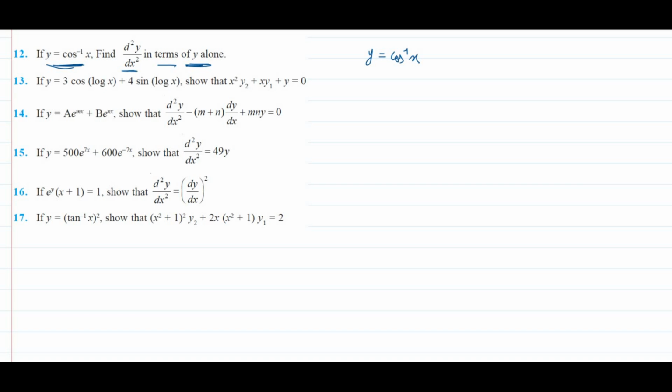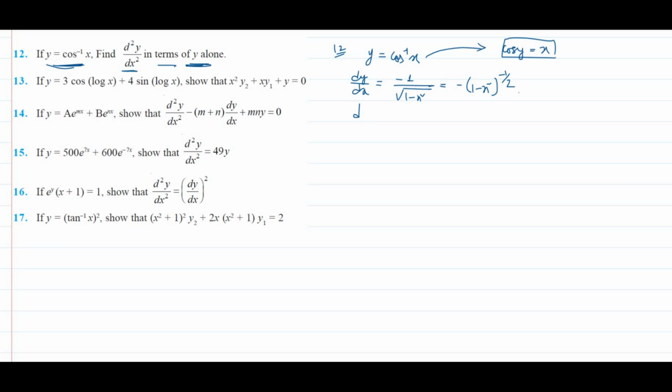See, if y is equal to cos inverse of x, that means automatically that cos of y is equal to x. Let us keep it as it would be necessary in future. So let us differentiate it simply. As you know, the differentiation of cos inverse x is minus 1 by root over 1 minus x square. So basically that is equal to minus of 1 minus x square raised to the power minus half.